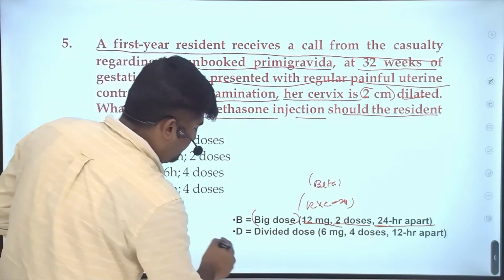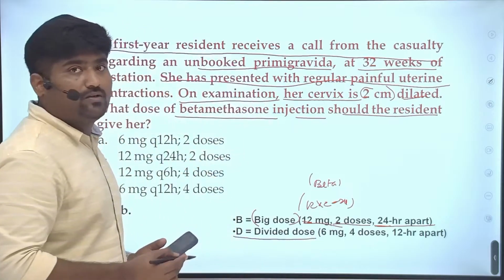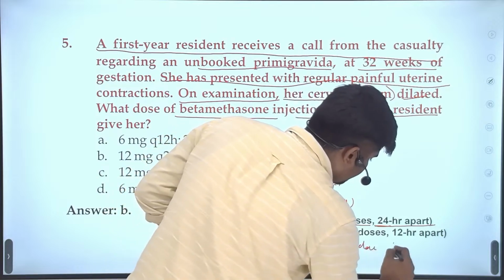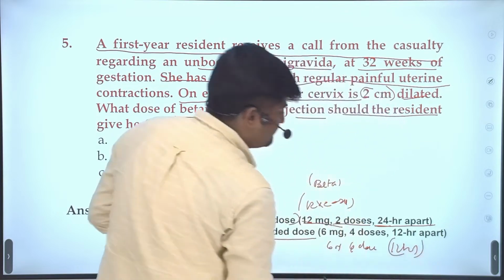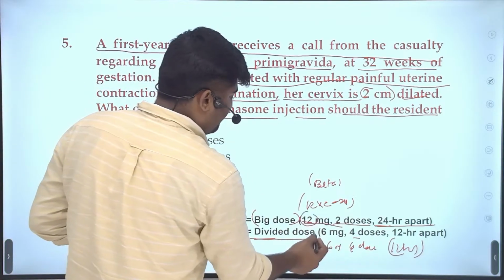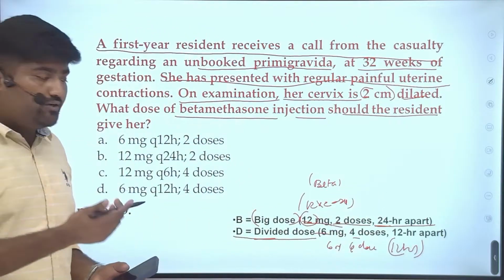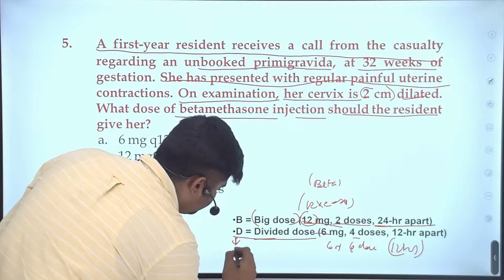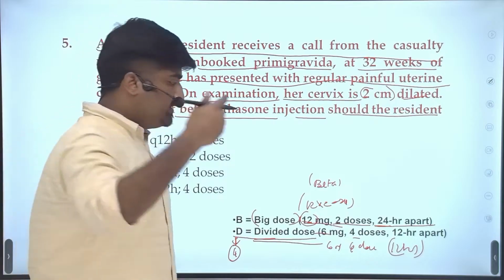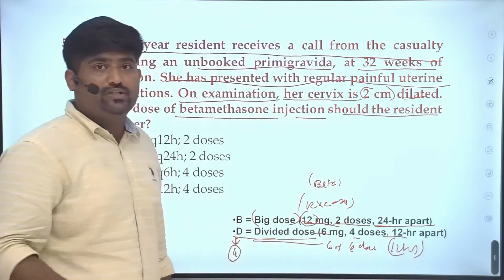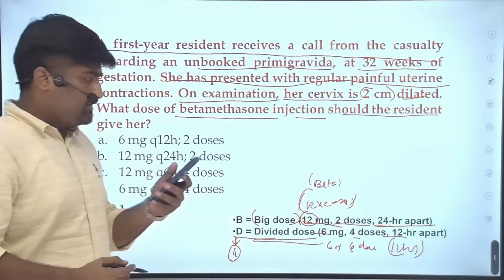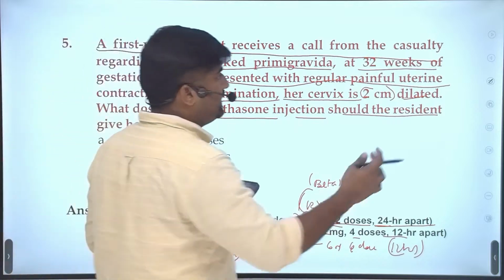Now comes the divided dose. 6 mg, 4 doses, 12 hours apart. Once you remember this, it will be very easy. 4 divided doses; in this alphabet, D comes at 4. 6 mg, 4 doses, 12 hours apart. Every 12 hours we are going to give. 24 hours apart is the other betamethasone regimen. Yes, correctly you can remember.